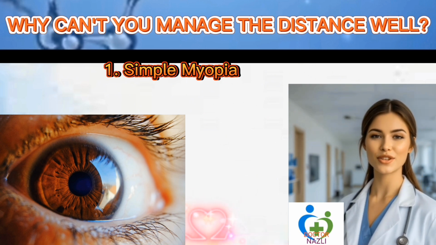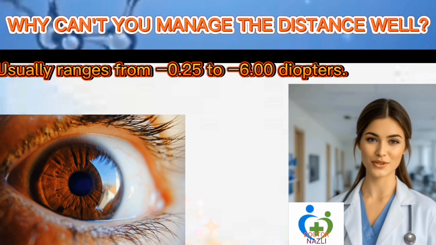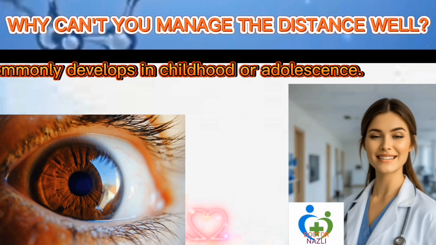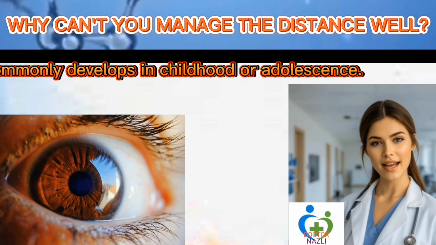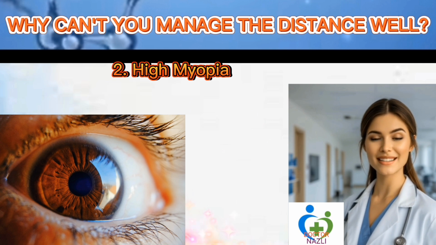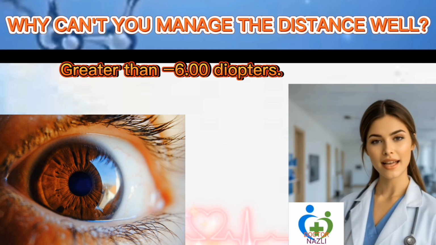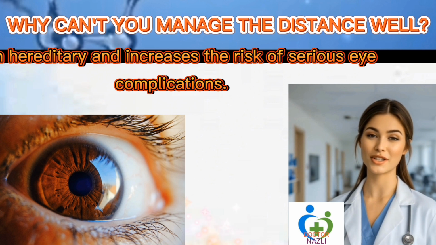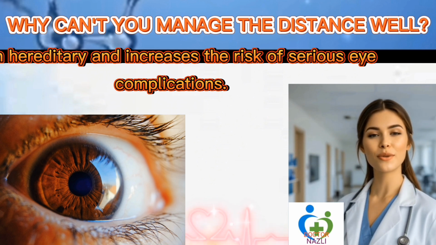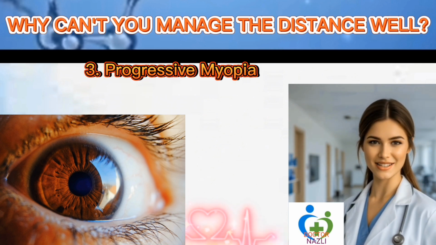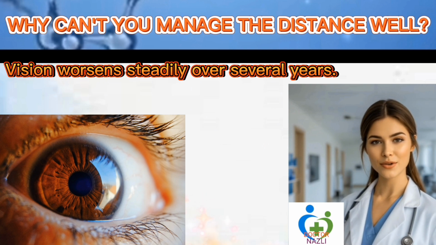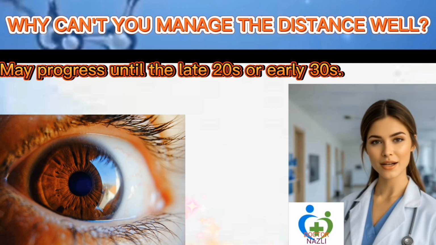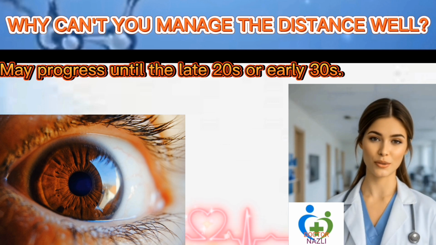1. Simple myopia. Usually ranges from 0.5 to 6.0 diopters. Commonly develops in childhood or adolescence. 2. High myopia. Greater than 6.0 diopters. Often hereditary and increases the risk of serious eye complications. 3. Progressive myopia. Vision worsens steadily over several years. May progress until the late 20s or early 30s.